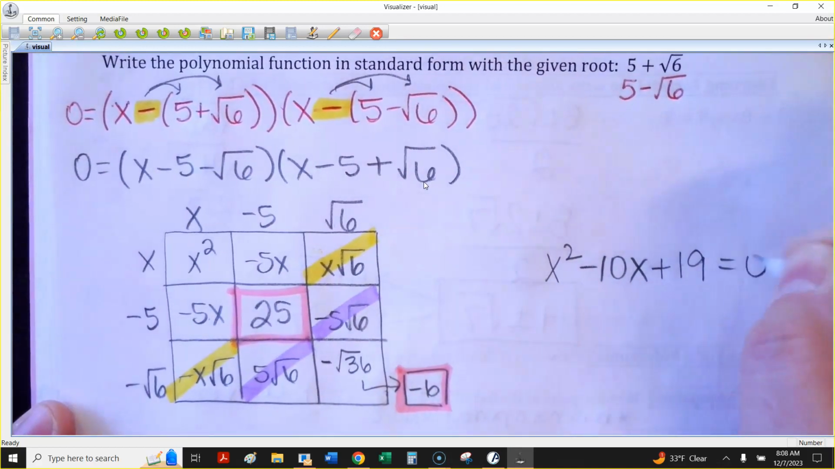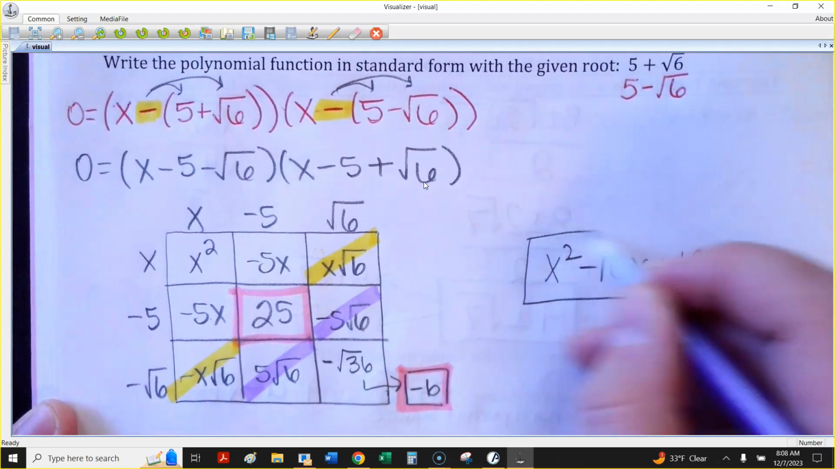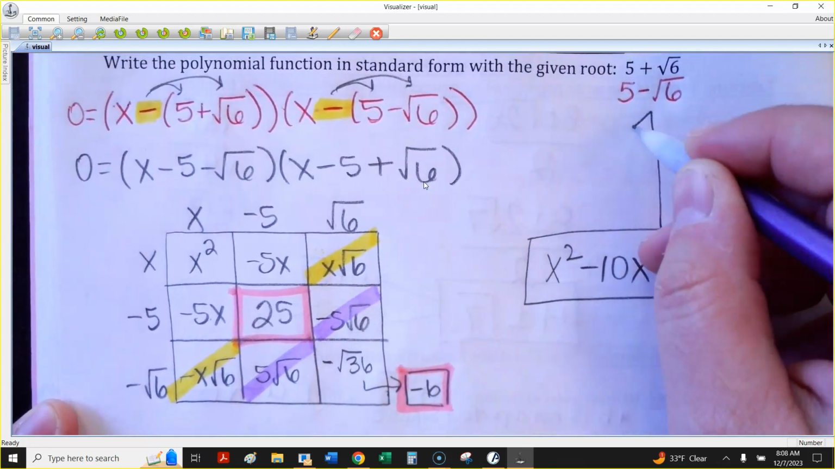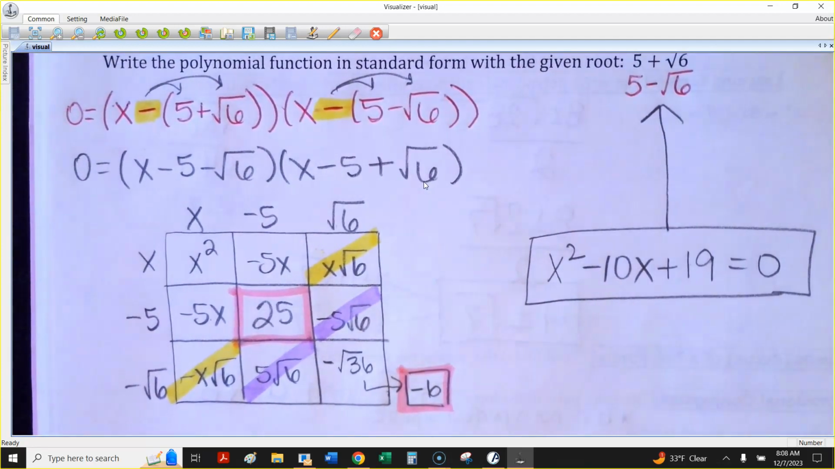And I know that's a lot of work, but that quadratic, if we did the quadratic formula on it, or if we wanted to do completing the square, those are the two solutions we would have to that equation.